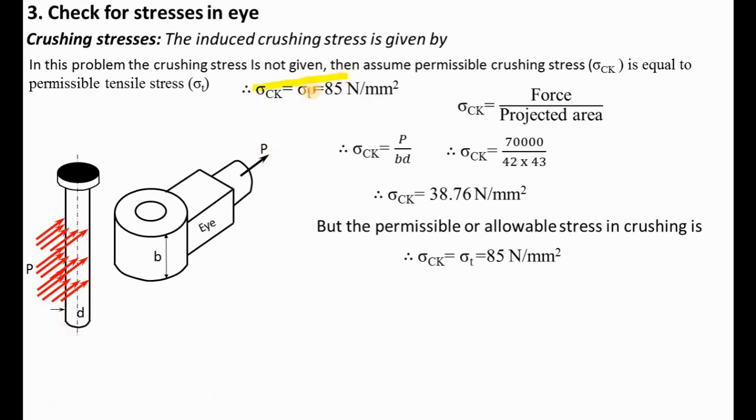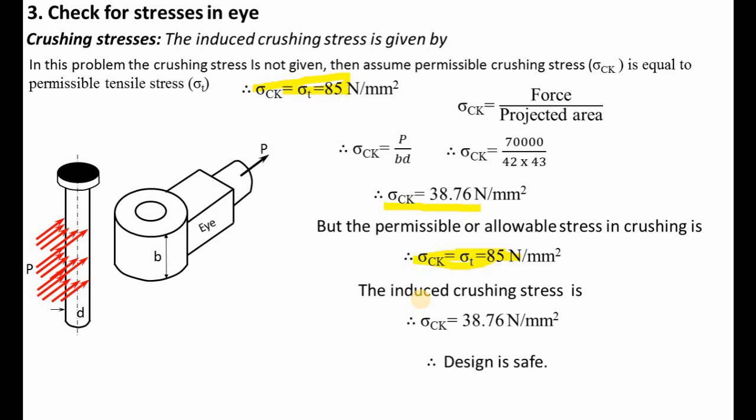So this is the permissible tensile stress, and it is also the permissible crushing stress. The induced crushing stress, which is 38.76, is obviously less than the permissible one. When the induced stress is less than the permissible or allowable one, the design is safe. So our design is safe in crushing.